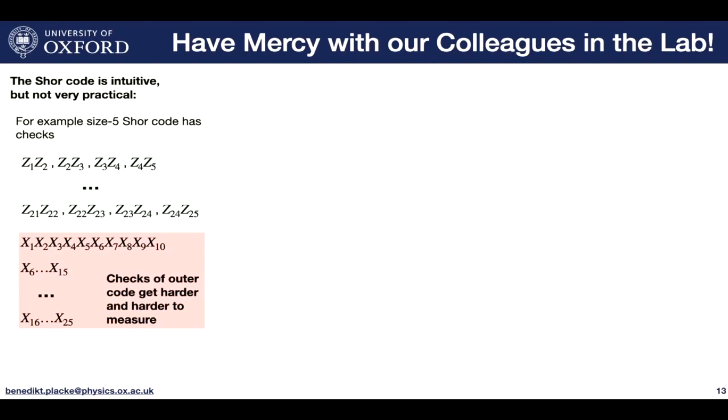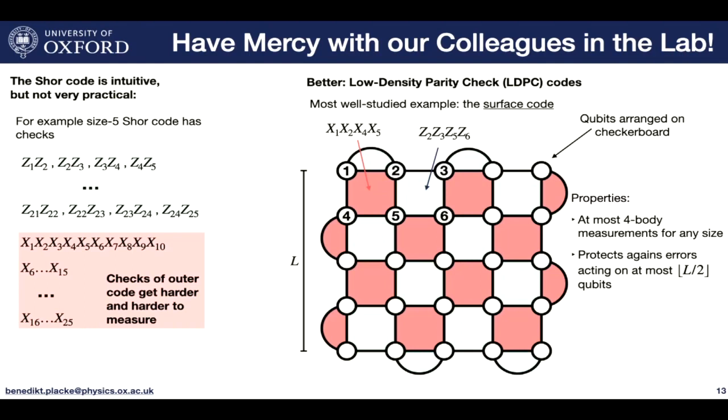Instead, you want to do something different, which is a bit hard to understand, but let me attempt to give you an idea of what people are doing. Instead of the Shor code, you want something called a low-density parity check code. These are called parity checks, and low density implies that they have support only on few qubits. So you're not asking whether the product of these 5 qubits, or of these million qubits, is the same, but you only ask about a finite set. And how do you do this?